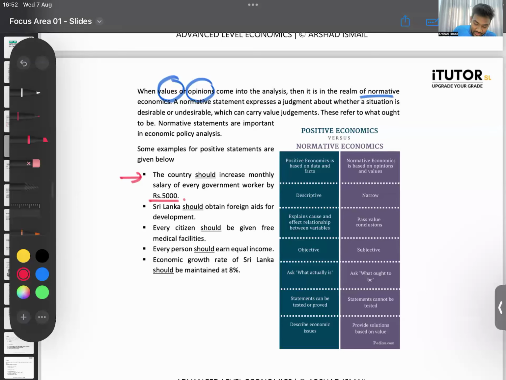Then here, I'll just take one more example. Take this. I'm saying every person should earn an equal income. What do you all think? Yes or no? Should that happen or should that not happen? What is your opinion? I'm saying every person should earn an equal income. Should or should not? Can you give me a reason also?